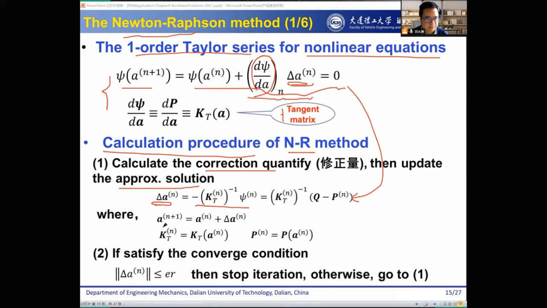So here we have A(k+1) equals to those. And then after we do this, we check the convergence condition. If it is met, then we stop the iteration. Otherwise, we keep the new correction quantity and update the approximate solution.